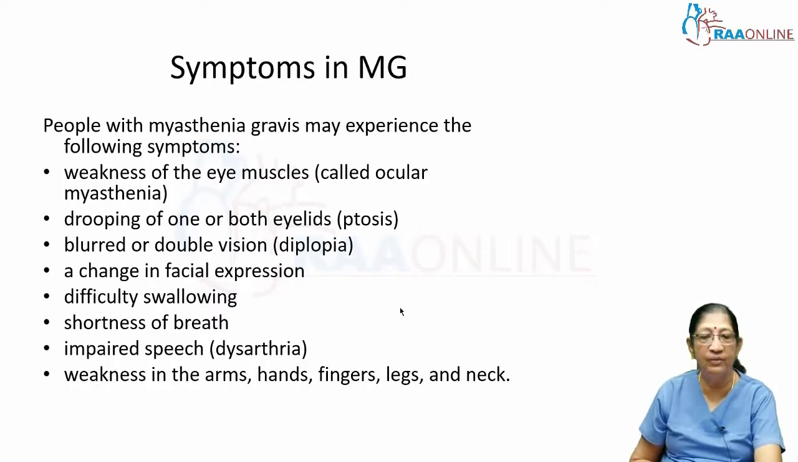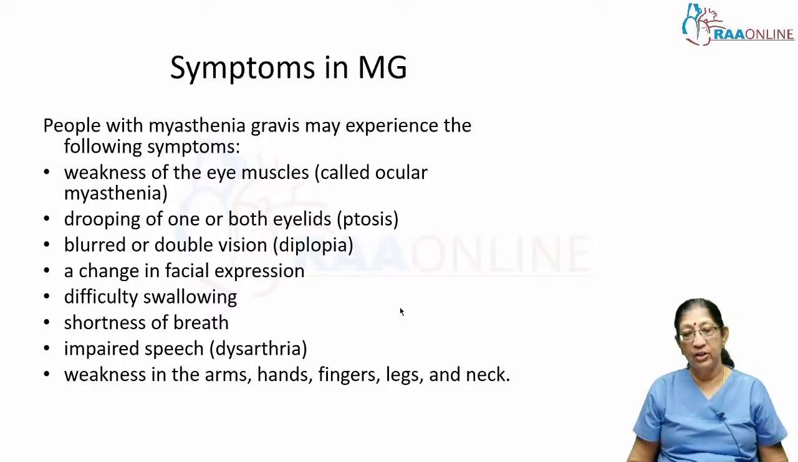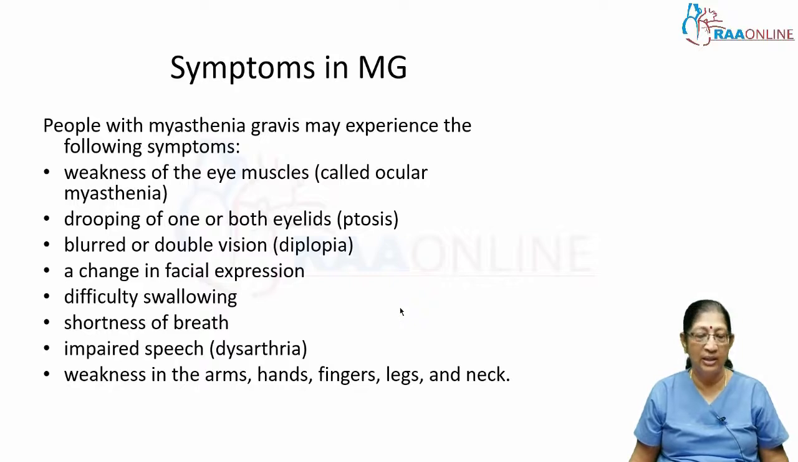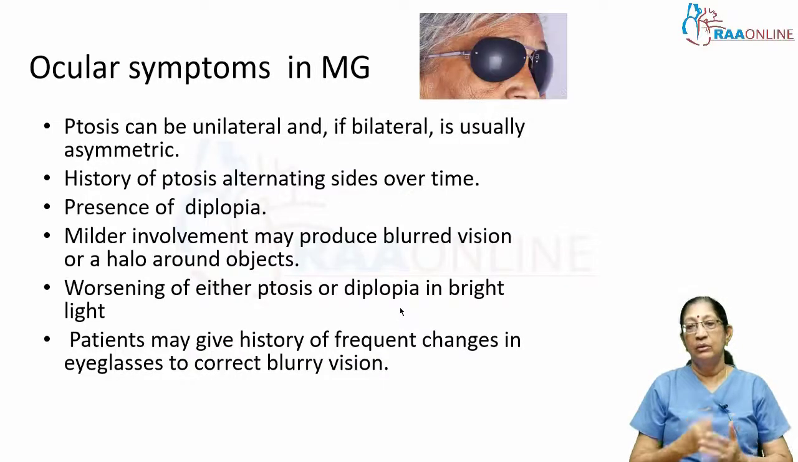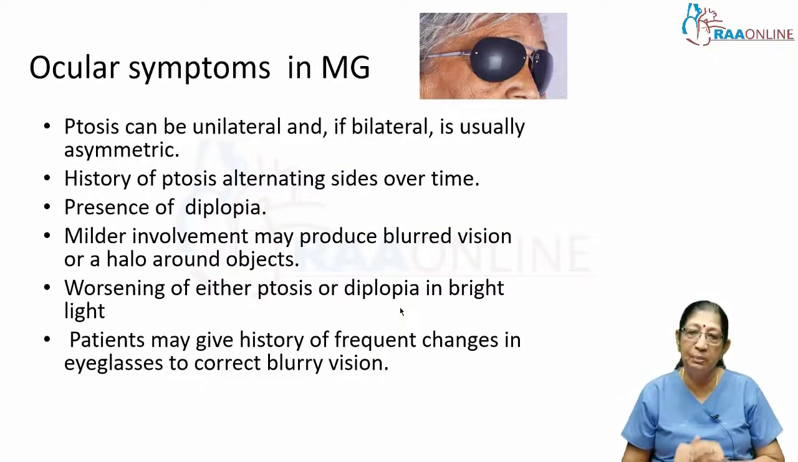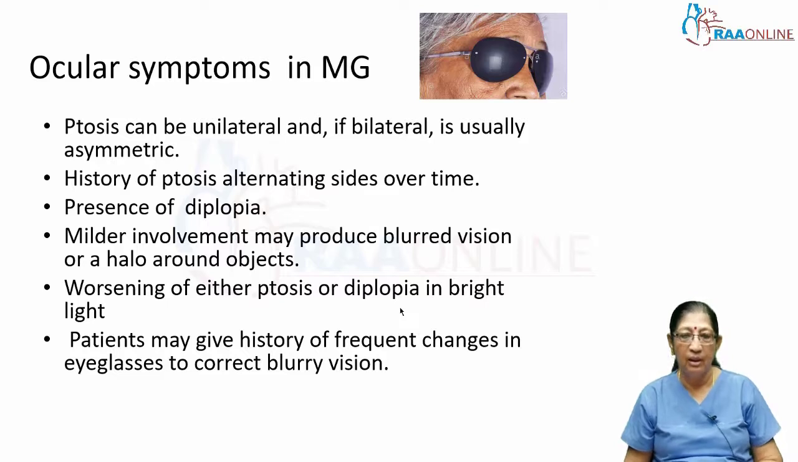They can have a change in facial expression because the mouth can droop, the eyes can be partially closed. They can have difficulty in swallowing and breathing. There is a dysarthria because of the involvement of the bulbar muscles. And in addition, they can have weakness of the arms, hands, legs, neck, etc., when the neck will be always flexed like this. So, coming to symptom analysis, ocular symptoms.